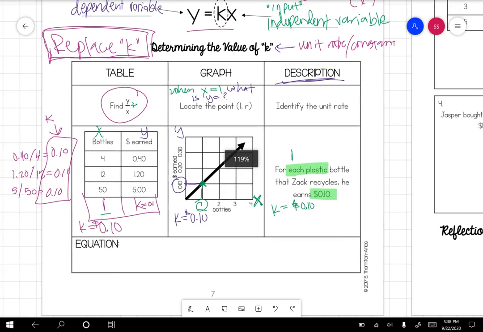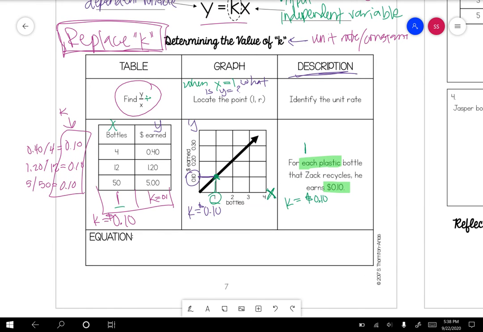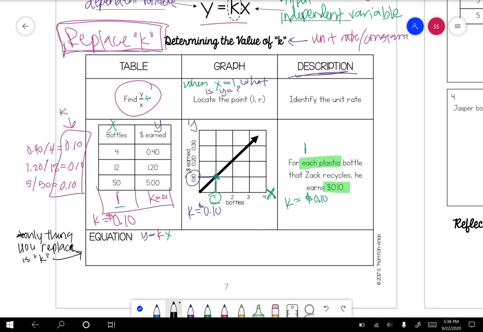Now the equation, usually you will always be asked the equation with this. The equation, again, is going to be that y equals kx. So let me rewrite it down here. And I'm going to rewrite it in a couple different ways to make it very clear what we do. So that's the general equation, but we need to actually replace k. Remember, the only thing you replace in the equation is the letter k, and you would write the unit rate in place of k.